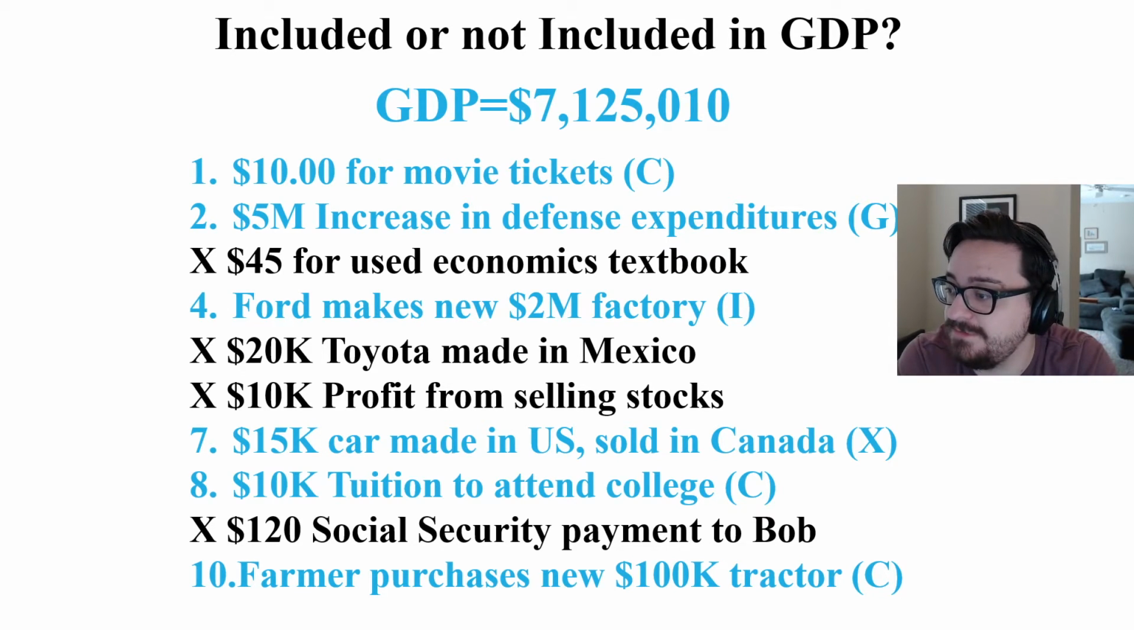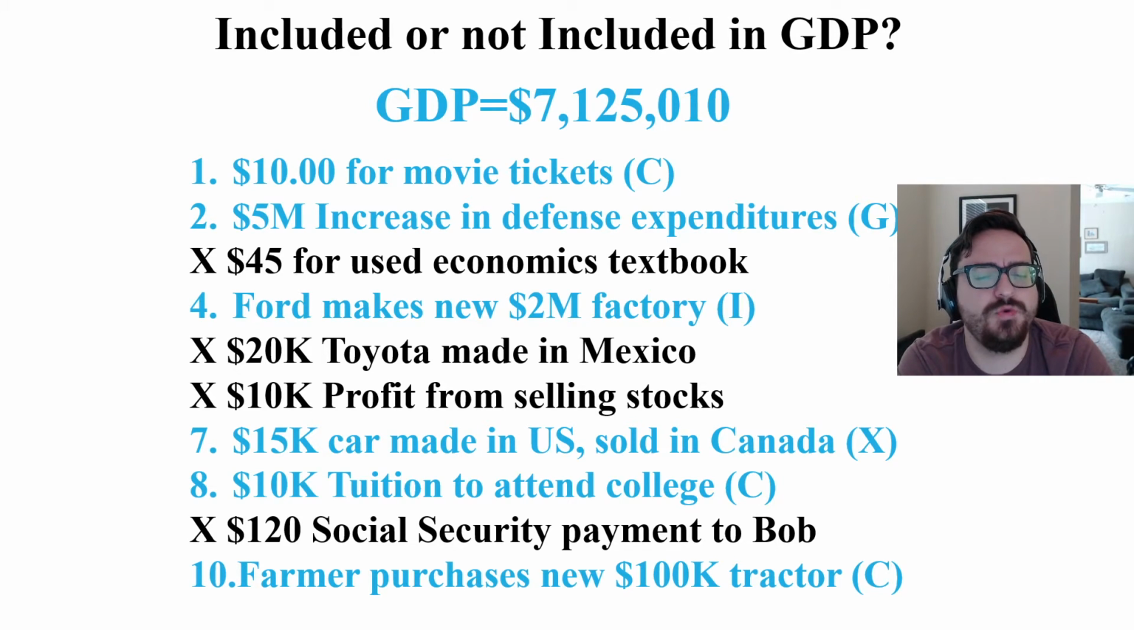7, $15,000 car made in the United States but sold in Canada. That's fine. Made here is what matters for GDP. Sold in Canada means it's an export. If it was made in the U.S. and sold in the U.S., that'd probably be consumer spending, right? Unless a business bought it for, like, delivery purposes.